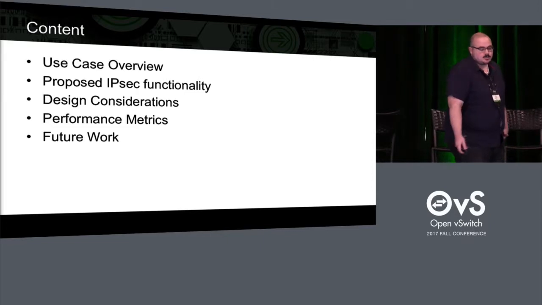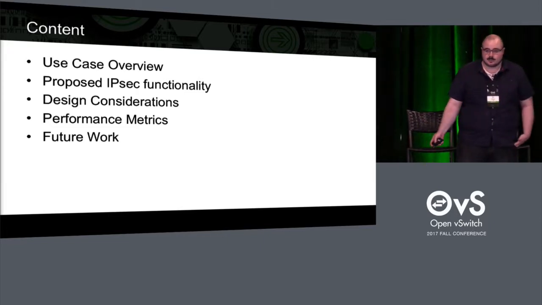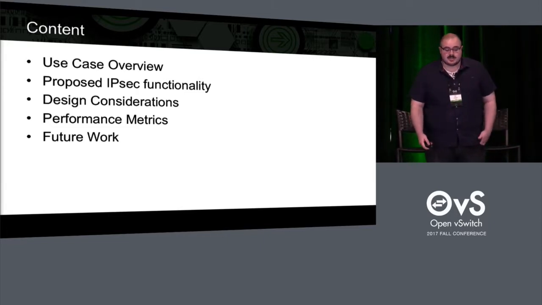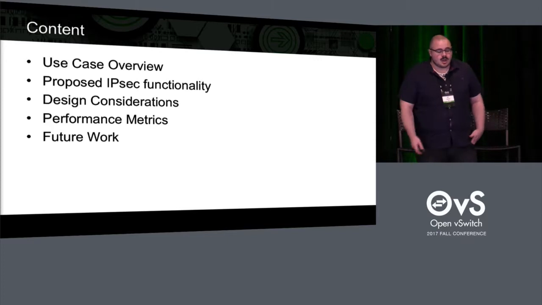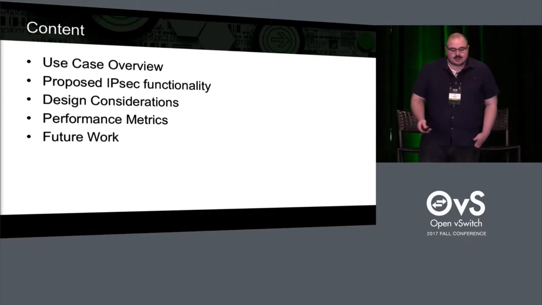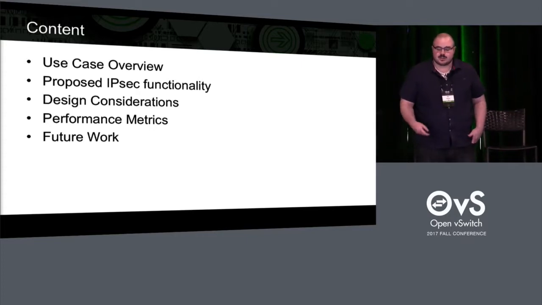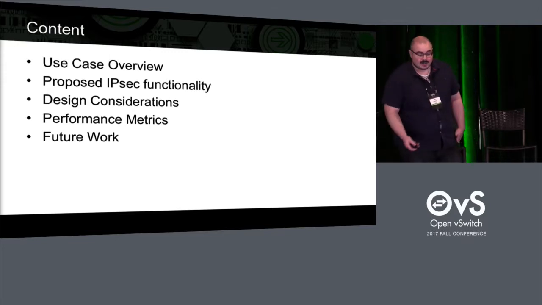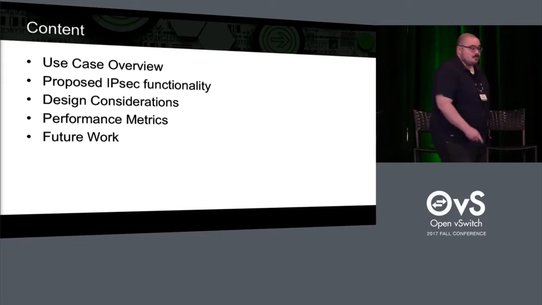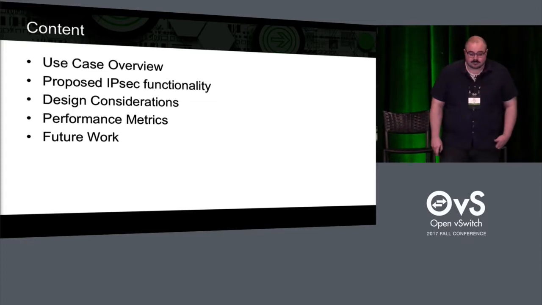So I suppose the use case overview, why do we think this was needed in the first place? Proposed IPSEC functionality. IPSEC is fairly large, so what aspects of it do we need to actually provide for our use case? Then, as usual, we'll look at the RFC that I'd done and how that worked, but coming out of that, the design considerations really. The RFC will have to change before it's final upstream, but I can show some of the problems I've already hit. And then finally, some performance metrics and future work.